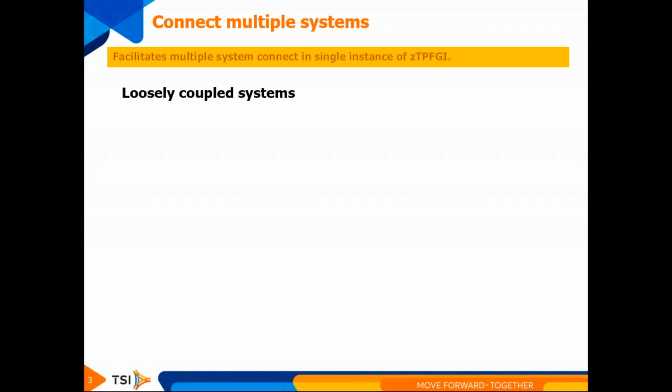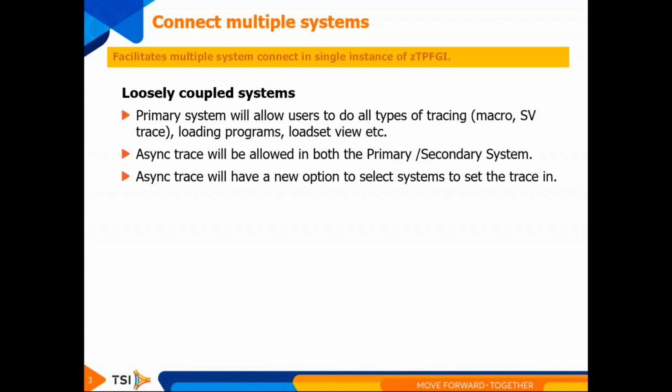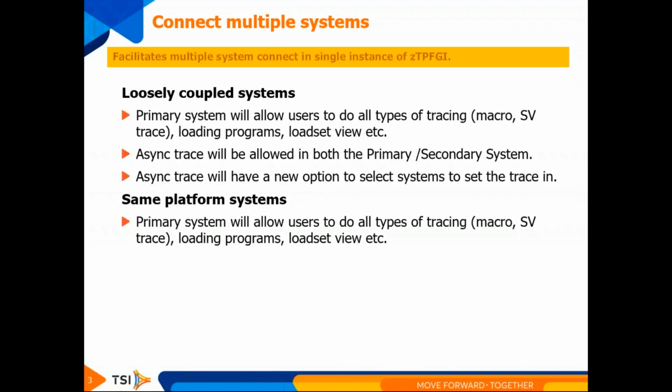With this new feature, the first stage will be a part of the 1.3.9.0 release, which can be used to combine two different combinations of systems. One will be a loosely coupled system, and another will be a same platform system. While combining two loosely coupled systems together, one of the systems will act as a primary system, and another will act as a secondary system.